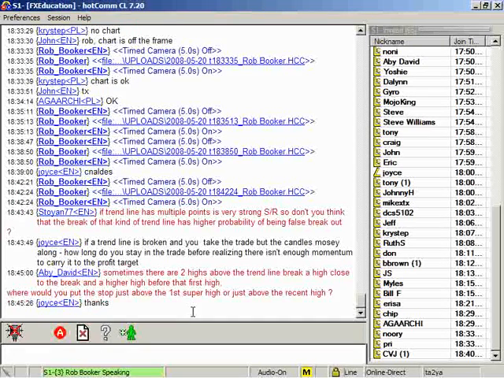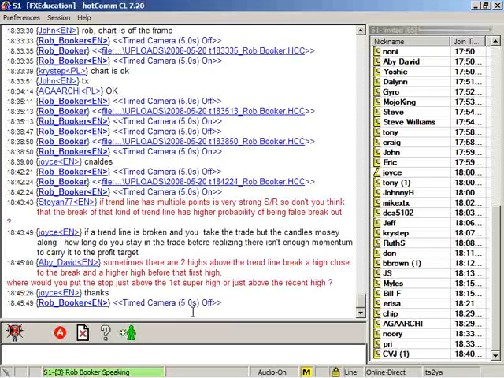Sometimes, AB says, there are two highs above the trend line break, a high close to the break, and a higher high before that first high. Where would you put the stop, just above the first high or above the recent high? I know what you're saying, AB, and it's a good question. I think we covered that in the Aussie dollar. No. Pound Swiss? Yes, we did.